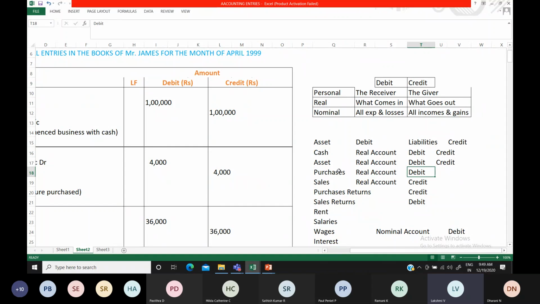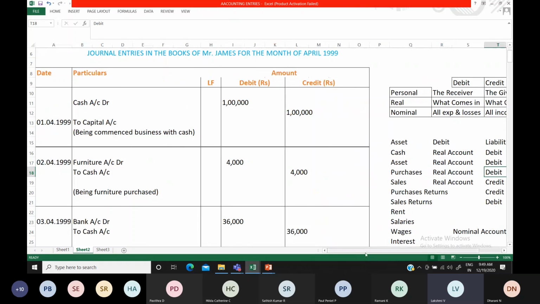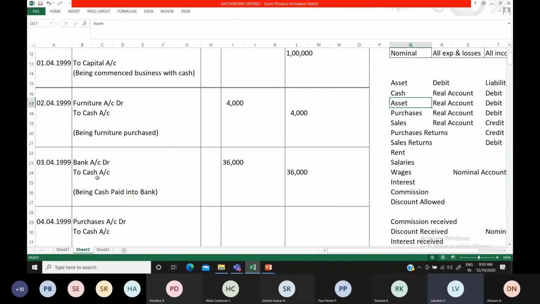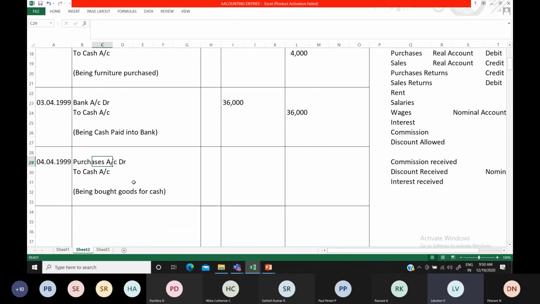So purchase account means you have to debit. If goods are mentioned, the purchases account or the sales account is used. Only if a concerned asset is given do you use the asset account. So purchases account is debited. Why are we debiting the purchase account? Because goods are coming into my business, debit what comes in. Purchase account means by default you have to debit only.